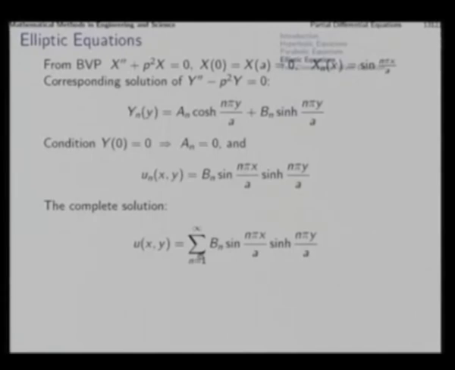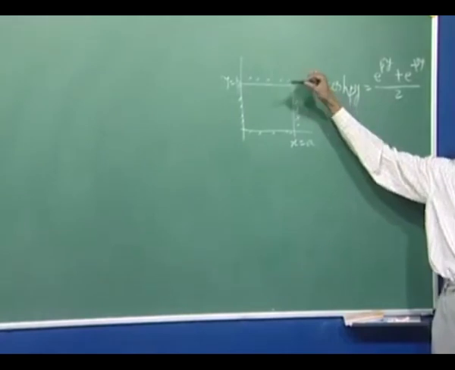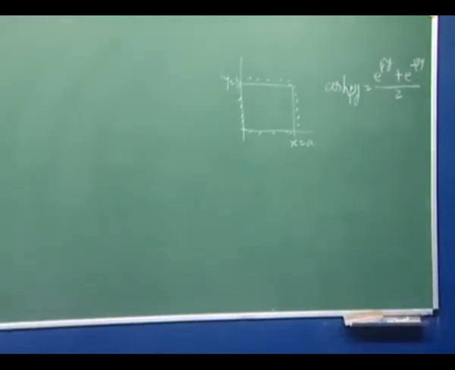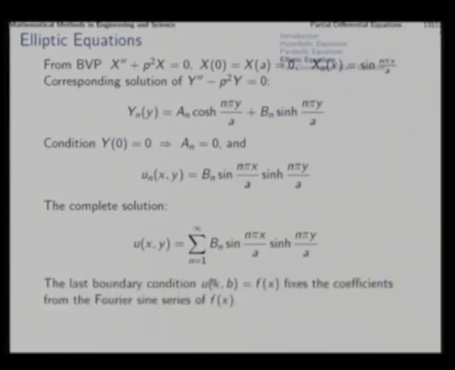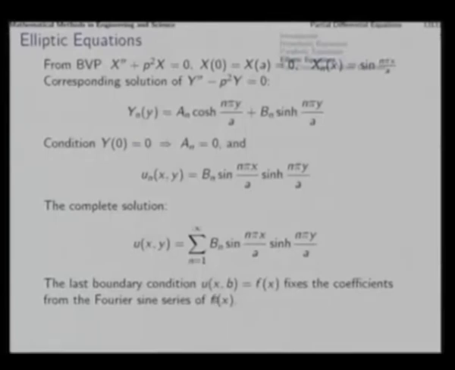Only remaining thing now is the determination of these coefficients b n, and that we do by imposition of the last boundary condition, that is over this boundary y equal to b. So, as we impose that condition, we get this as a constant and that value into b n into sine of this. So, that gives us Fourier series. So, as we apply this last boundary condition, we get the coefficients b n in terms of the coefficients of the Fourier sine series of the function f x, and that completes the solution.